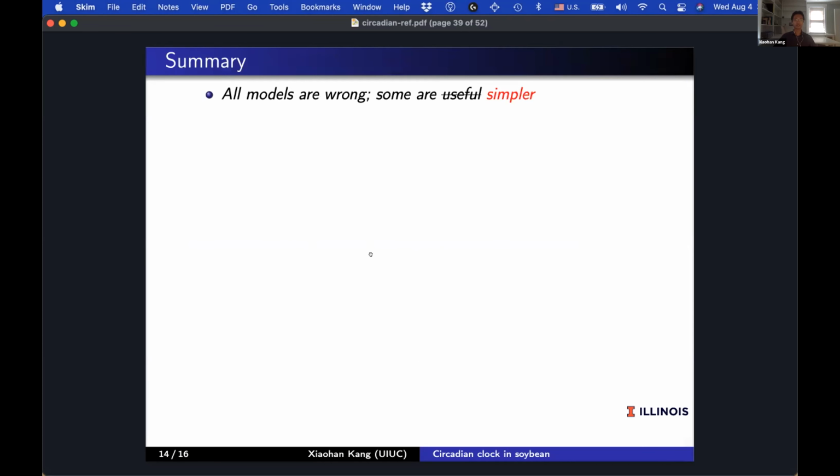So to summarize, there's this old saying that all models are wrong, some are useful, but useful can be very subjective. It might be useful for one area, but not for the other. So what we argue is that we can more objectively say some models are simpler than others. For our case, we can see that the graph models are simpler than the ODE models, and the motif networks are simpler than the entire Circadian Clock networks.